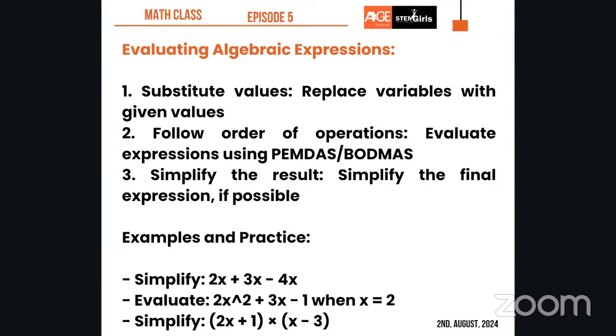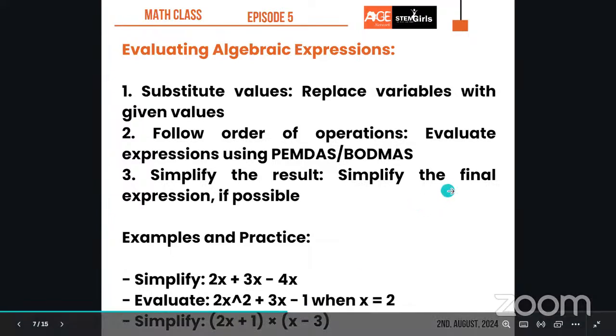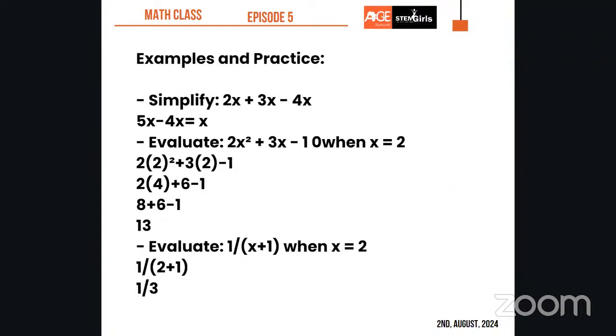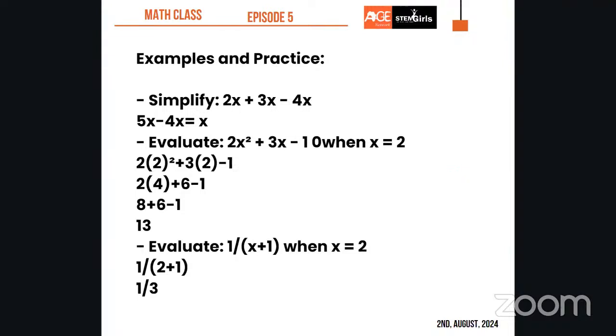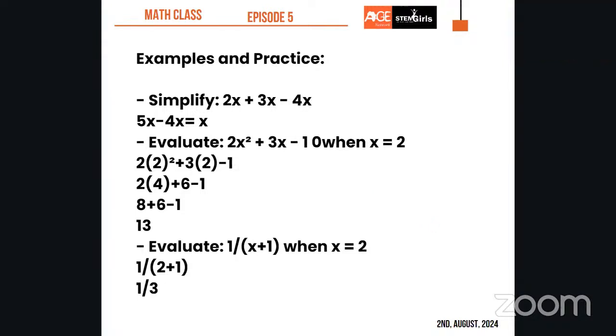Okay, the evaluation you're talking about, where the 8 plus 6 came from, is from the second example. Evaluate 2x squared plus 3x minus 1 when x is equal to 2. Sorry, that is not 10. That should be 1. Yes, exactly. So it should be evaluate 2x squared plus 3x minus 1 when x is equal to 2.